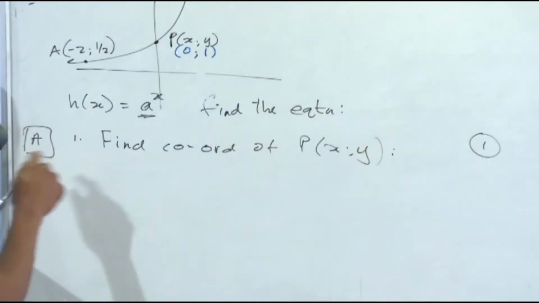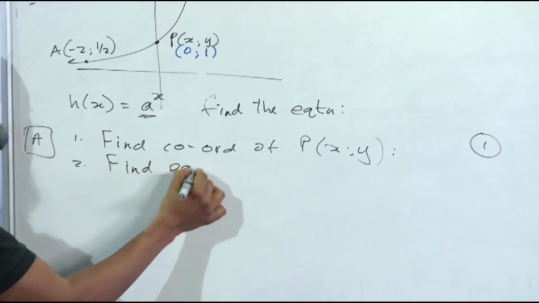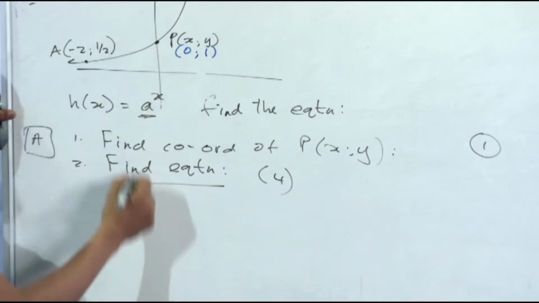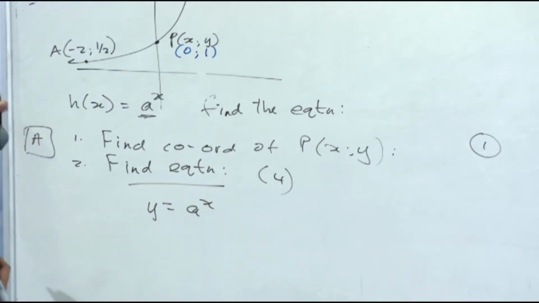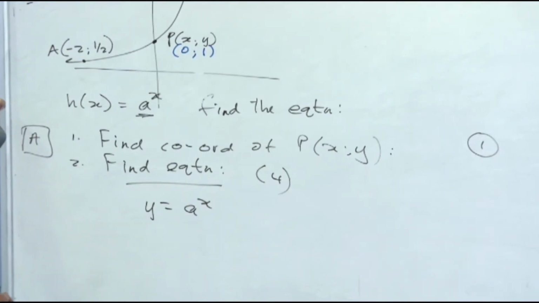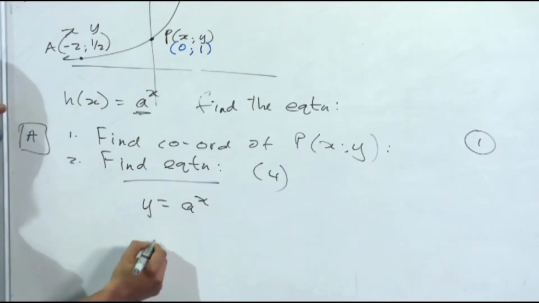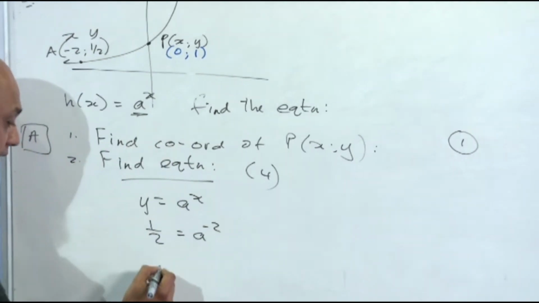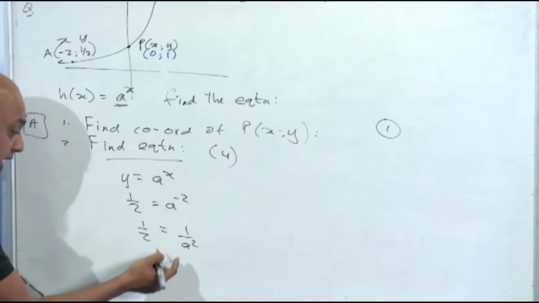Now, let's determine the equation. Find the equation, and that's worth 4 marks. So all we do now is we say y is equal to a to the power x. Which alphabet are we looking for? A, obviously. So now we've got x and y. What is y? A half is equal to a to the power negative 2. So now we know a half is equal to 1 over a squared. So now it's an equation.